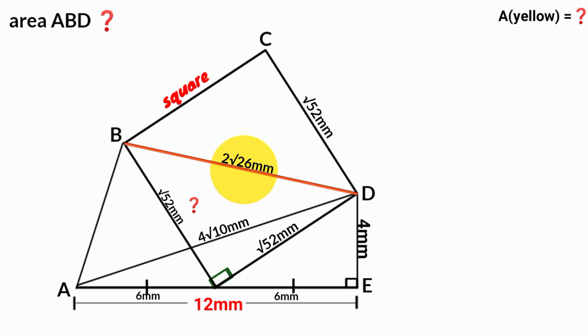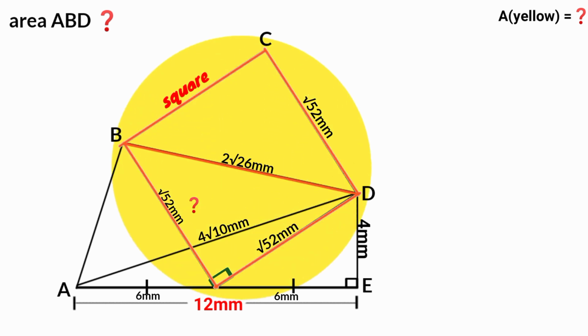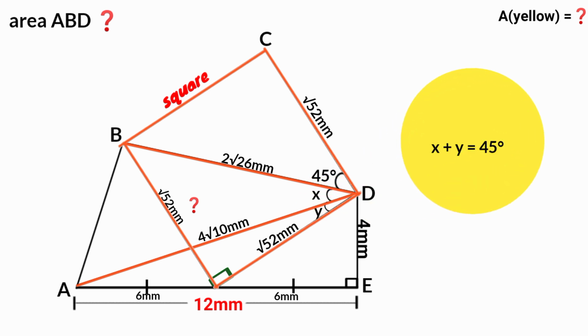Now this side we can see is a diagonal of this square. The diagonal of a square is at 45 degrees angle with each of the sides. That is, this is 45 degrees and this is also 45 degrees. But this line divides this angle into this and this. Let's say x and y. So x plus y equal to 45 degrees.